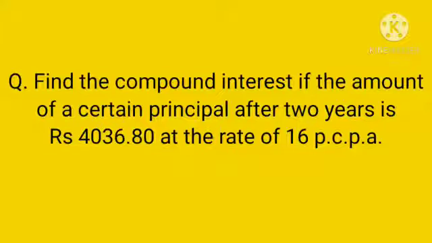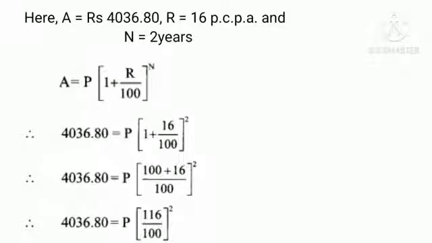Next question. Find the compound interest if the amount of a certain principal after 2 years is rupees 4,036.80 at the rate of 16% per annum. In this question, amount, rate of interest and number of years are given. We are asked to calculate the compound interest. So, to calculate the compound interest, first we have to find out the principal and then we can calculate the compound interest. Solution: here amount A is equal to 4,036.80. Rate of interest is equal to 16% per annum and number of years N is equal to 2 years.